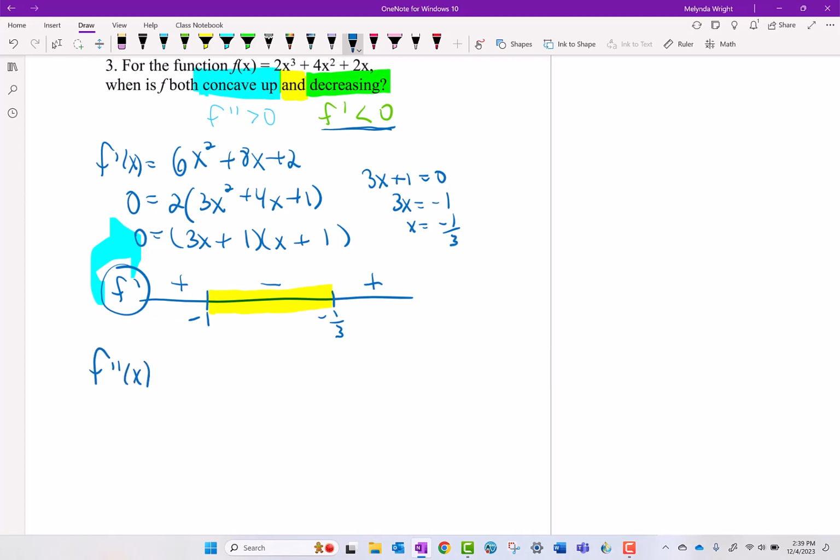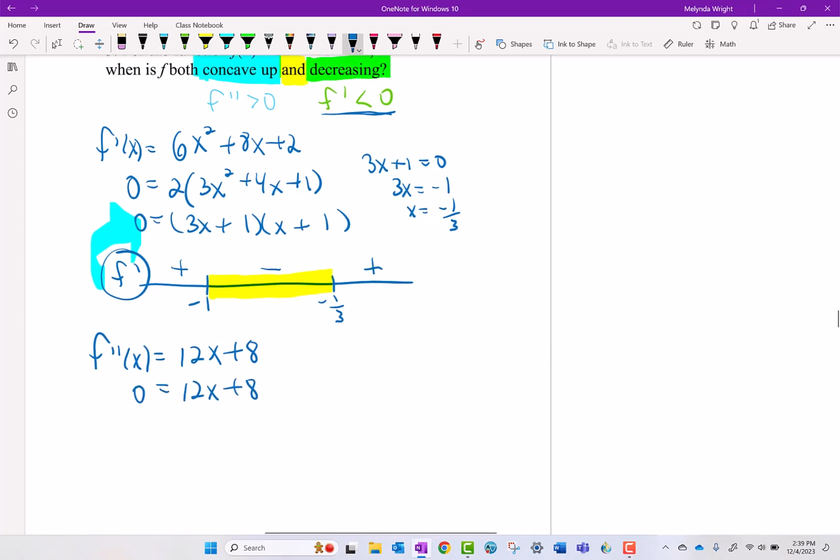So the second derivative would be 12x plus 8. So I would set it equal to 0, 12x plus 8, and then I would factor. Actually, I don't need to factor. I can just move the 8 over, right? So -8 equals 12x, divide by 12. So x is what? -2/3. Just reduce that. Take a 4 out of each of those.